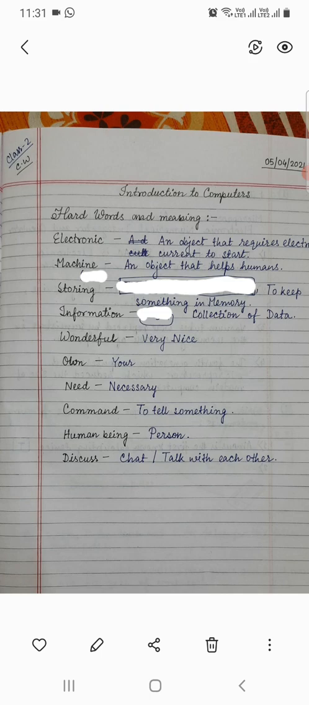In today's class, we will discuss all the hard words we have in the first chapter, and later on we will discuss the last portion of our exercise, that is the long answer questions and the MCQs. In our previous class, that was yesterday, I already told you that today we will revise our chapter by doing some classworks.